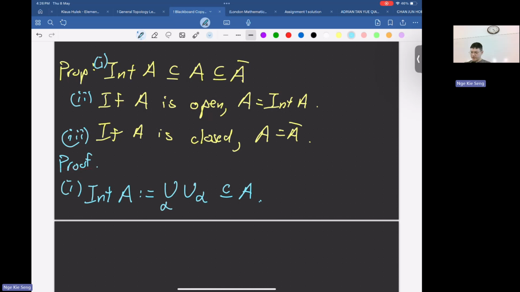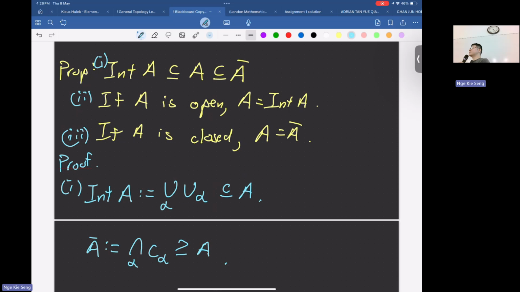Again, you use the definition of A bar. What is A bar? It is the arbitrary intersection of C alpha. But all these C alpha contain A. So A should live in all of them by definition.